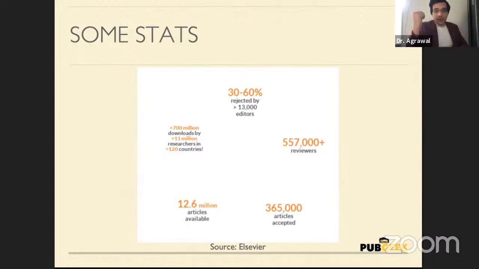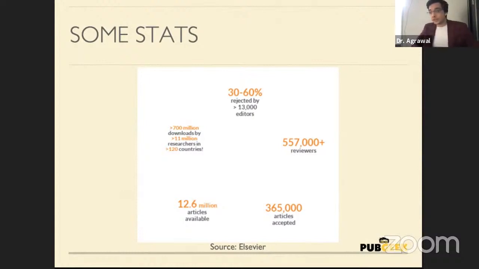So they say that out of 1 million articles they receive every year, and this is based on the Elsevier website, which says that they receive more than 1 million articles a year, 30 to 60% are rejected outright based on title and abstract. Using the almost 600,000 reviewers that they have, they accept only about 365,000 articles every year. This includes all journals that are part of the Elsevier house, whose number runs in the thousands, right?